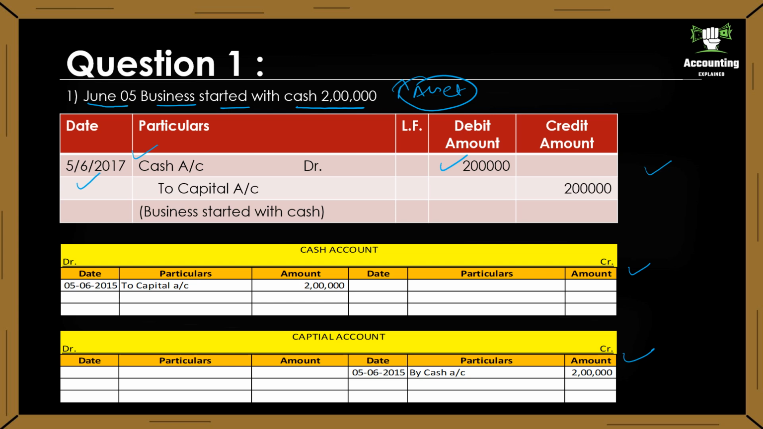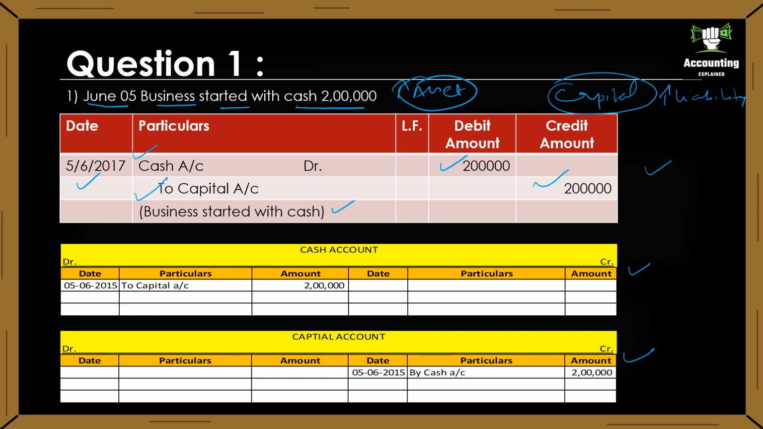Next, you have started the business. What is that amount called as? Yes, that amount is called as capital. That is a liability. Why is it called a liability? Because the business owes that amount to the owner of the business. That is why it is called a liability. So capital, the liability, also increases. When the liability increases, we have to credit it. So to capital account 2 lakhs. And the narration is business started with cash.